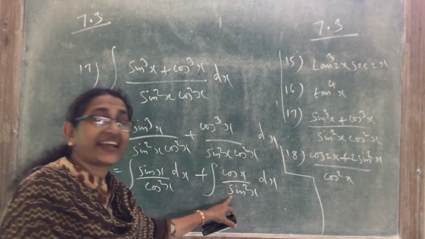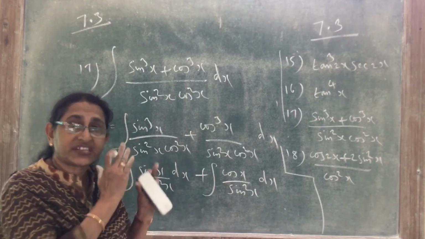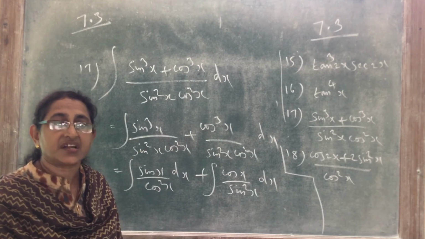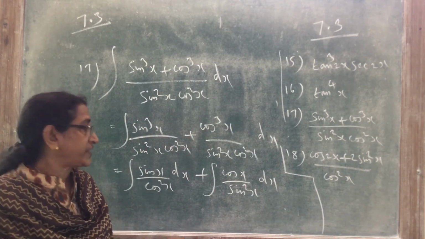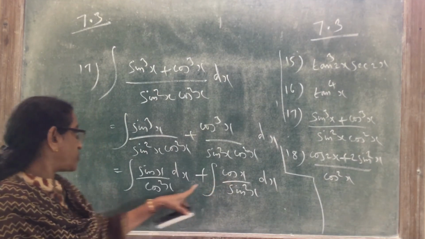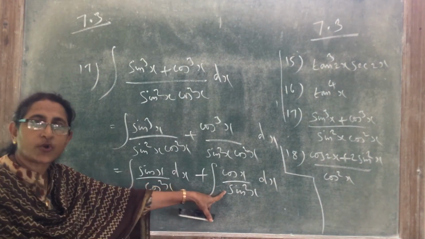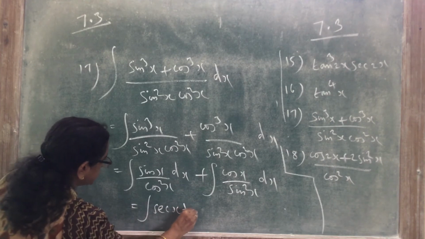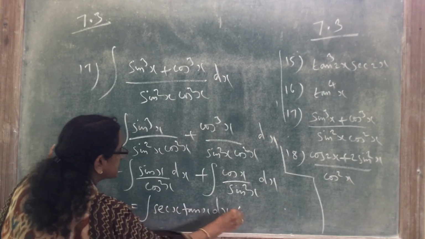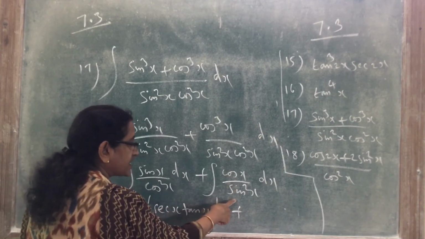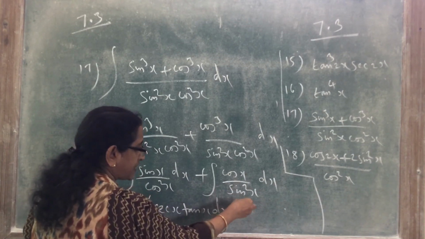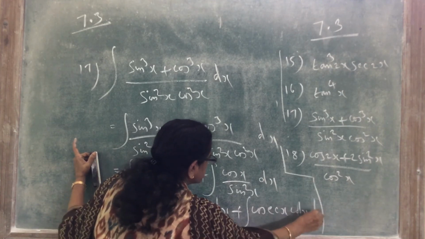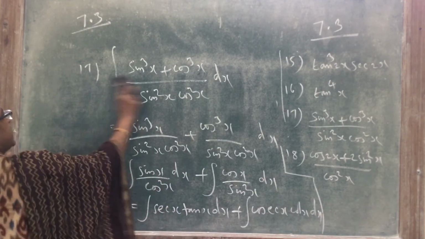Similarly, cos x by sin square x we have done there. That is cos x by sin x into 1 by sin x. What is cos x by sin x? Cot x. And 1 by sin x is cosec x. So that is the same as cosec x cot x. So this is sec x tan x, this is cosec x cot x. So we know the integral: integral sec x tan x dx plus integral cosec x cot x dx. Now we know the integrals, so directly we can write the answer.